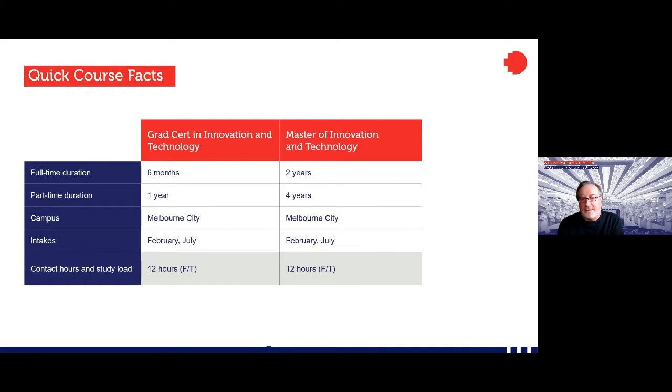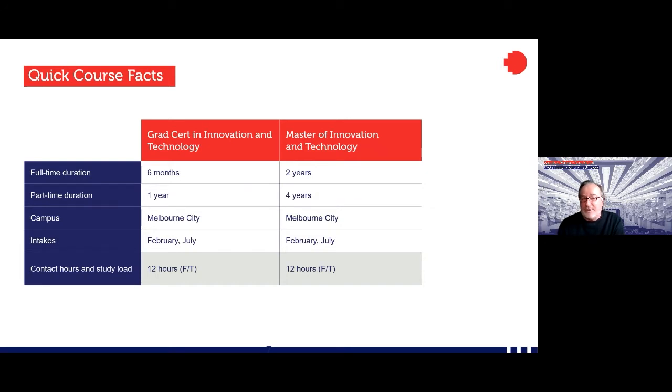So just quickly, just to give you an idea of the programs, the grad cert is 6-month full-time duration, 1 semester essentially, or 1 year, two semesters, or even longer part-time. It's essentially 1 semester of the masters. It's the first semester of the masters, but it allows you to focus your study in a certain way, and I'll explain that in a little bit.